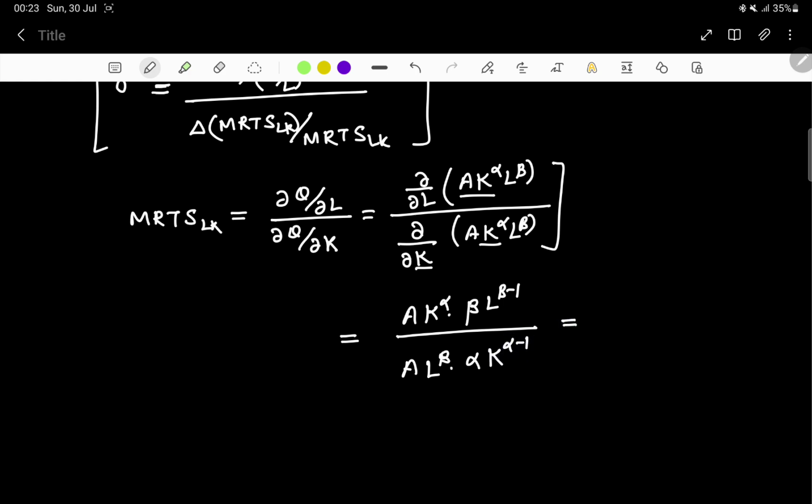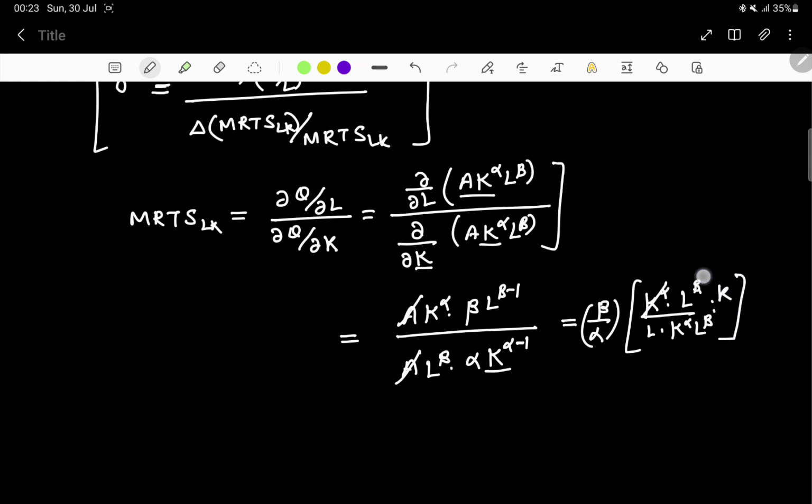So if we solve a little bit, we can see that A and A can be cut out, β and α are common, we can put them outside, β by α. Then we have K^α L^β divided by L into K^α L^β, and here again since there is a minus 1 it will come here, so we will multiply outside, so it will cut like this. So we will end with K and L, so we can write β by α into K by L. So this is what MRTS LK is.